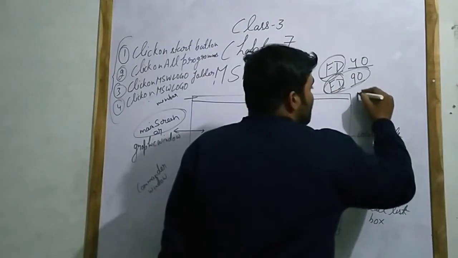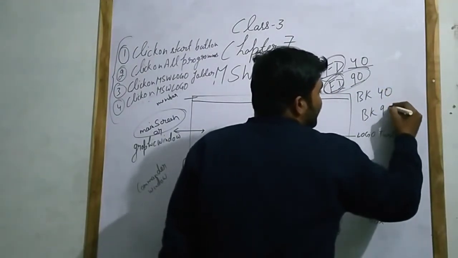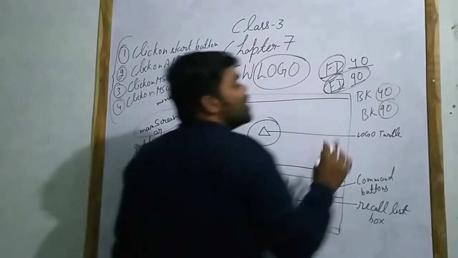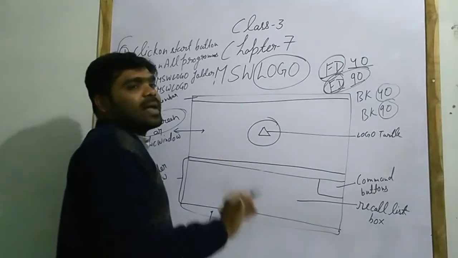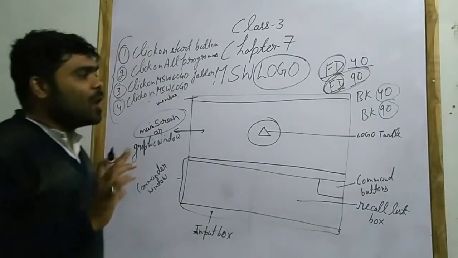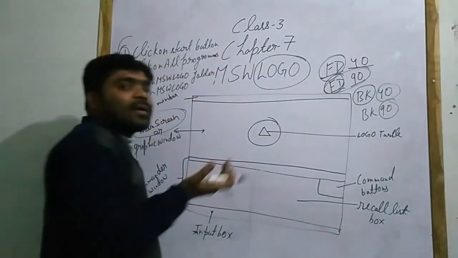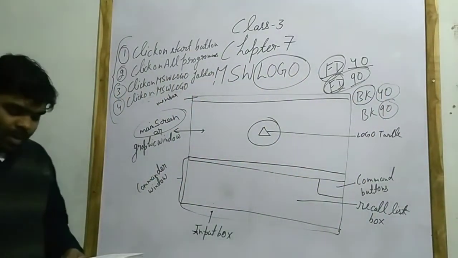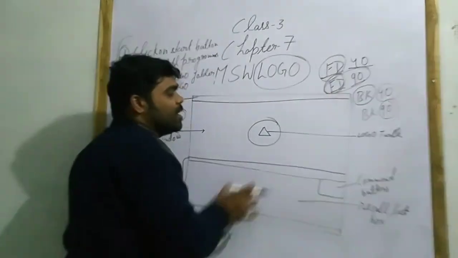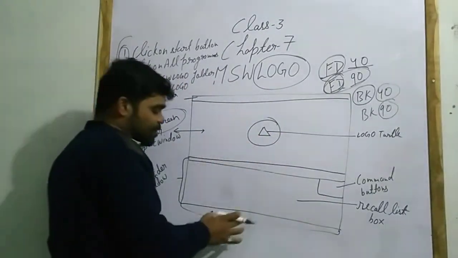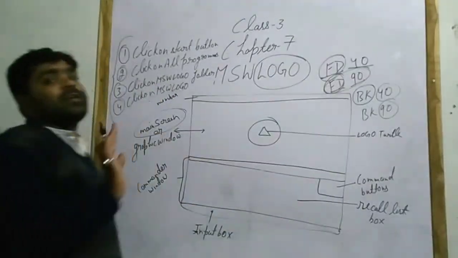Then BK 40 or BK 90. You can choose how many steps you want the turtle to move: 20 steps, 40 steps, 90 steps, 100 steps, any number. BK is the short form of the backward command. When you input BK 40, your turtle will move backward. When you type FD 40, your turtle moves forward 40 steps.